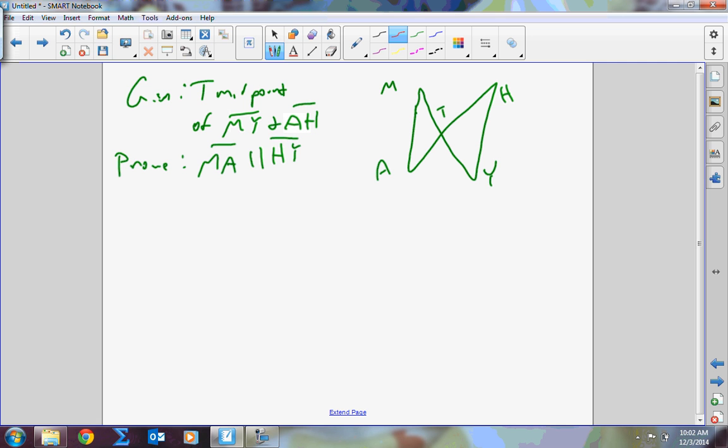All right. So since T is the midpoint of MY, I would know that MT and TY are the same. Now remember, since we're going for congruence, I would use the midpoint theorem to justify that. And same thing for AT and TH.